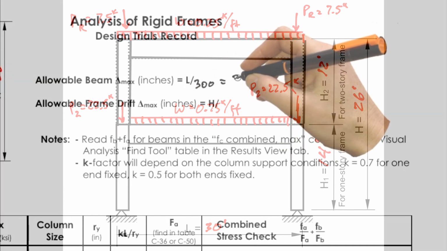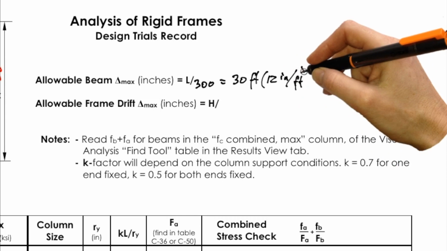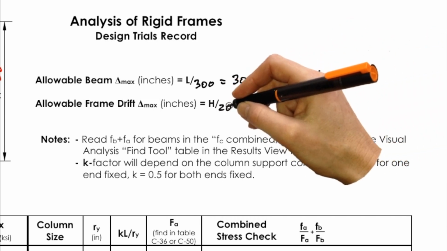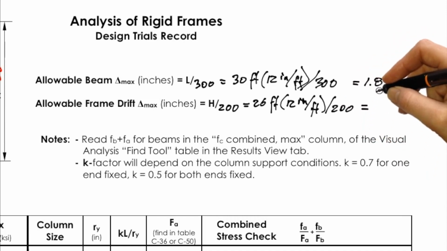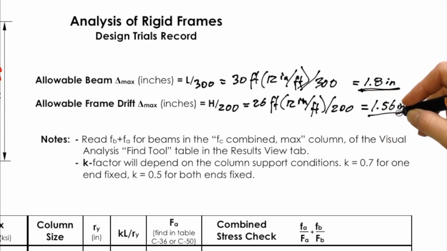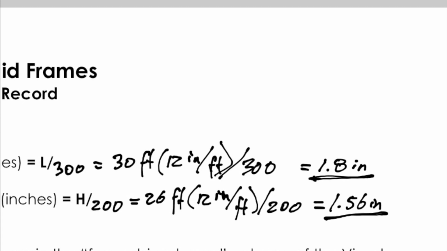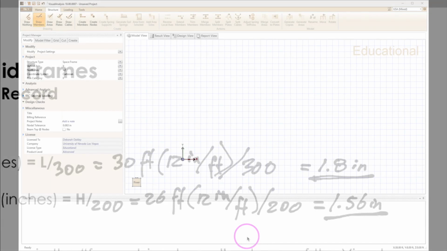Design parameters include an allowable beam deflection of L over 300, so for a 30-foot wide frame, that gives me 1.8 inches, and an allowable frame drift, that is the displacement at the top of the frame, of H over 200, which comes out to 1.56, about 1.6 inches.